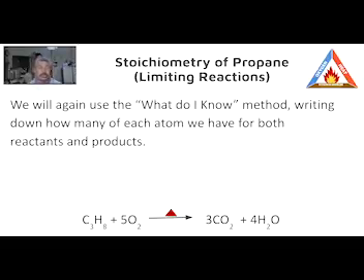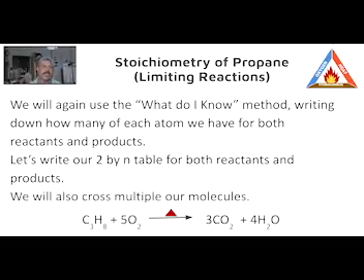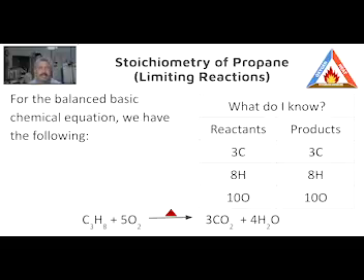We will again use the "what do I know" method, writing down how many of each atom we have for both reactants and products. We're going to organize that in a 2 by n table for both reactants and products. Again, n is going to be 3 because we have 3 atoms: carbon, hydrogen, and oxygen. We'll also cross-multiply our molecules to balance the equation. Having set up our table, we see that we have 3 moles of carbon atoms for the reactants and products, 8 moles of hydrogen atoms for reactants and products, and 10 moles of oxygen atoms for reactants and products. This is a balanced equation.